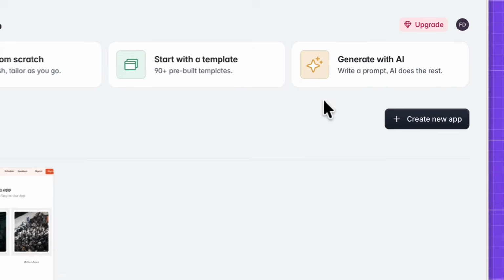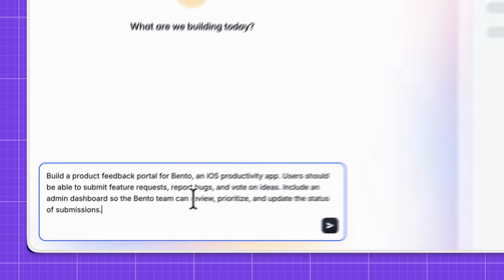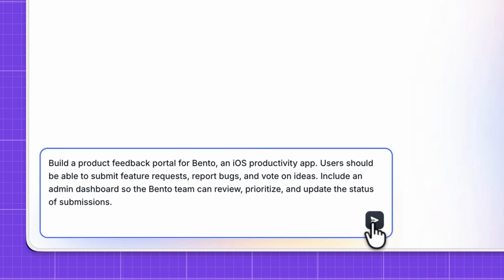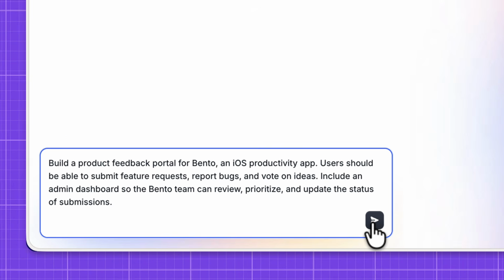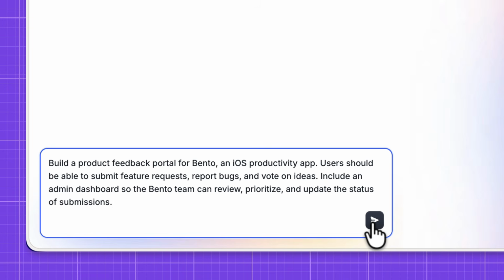So what we're going to do in Softr is go to Generate with AI. This is where we can add a prompt and get started. I've pre-created a prompt, using a little bit of back and forth with another application in order to refine my concept a little bit more.